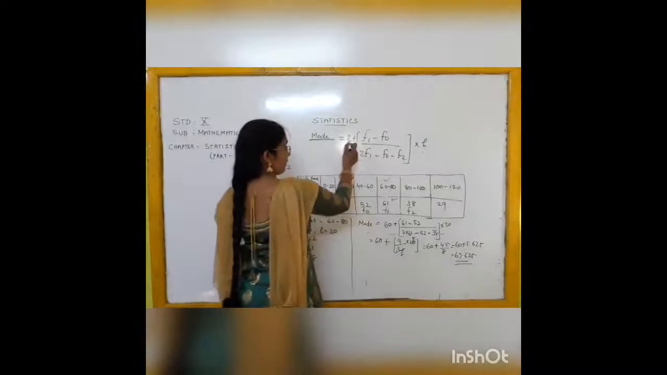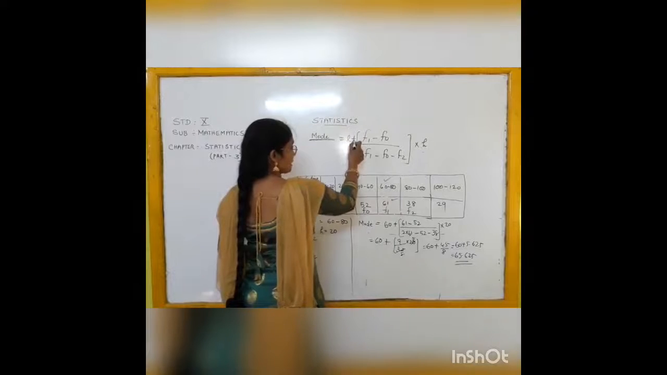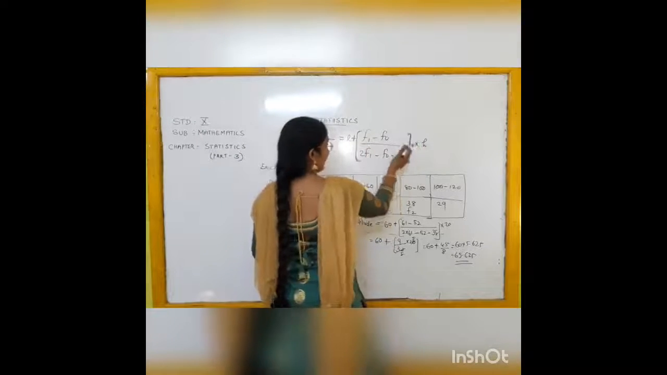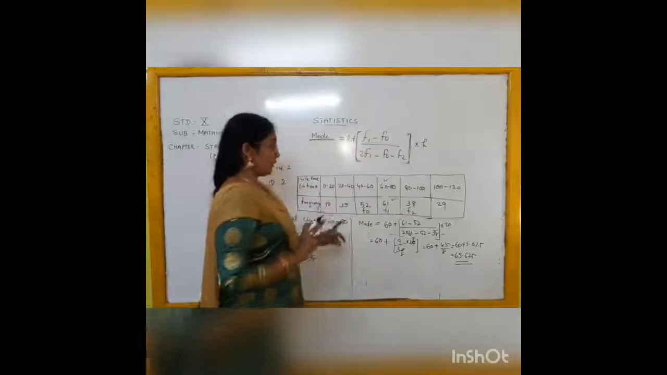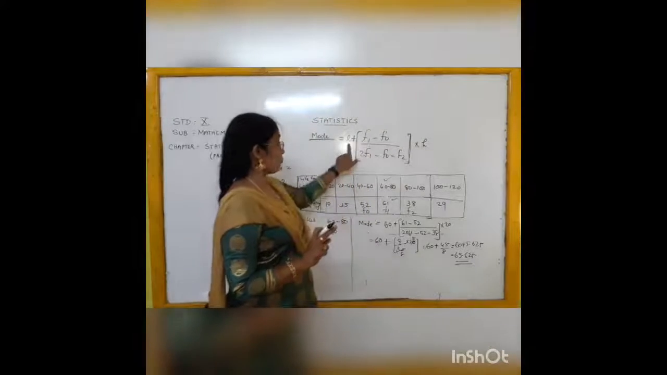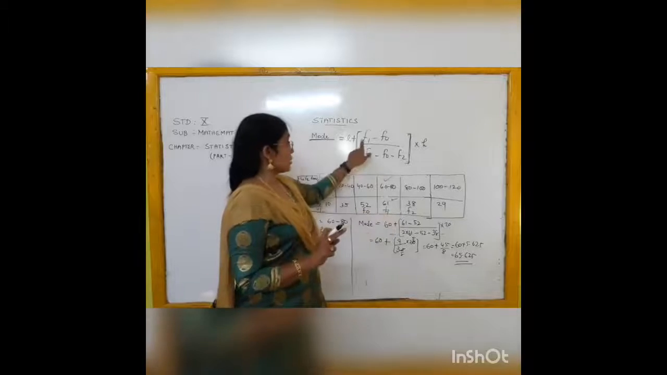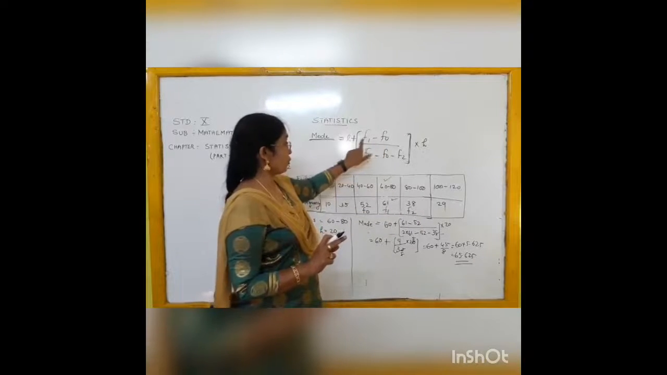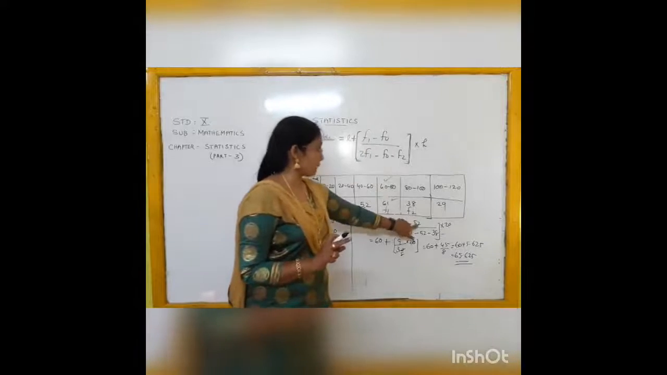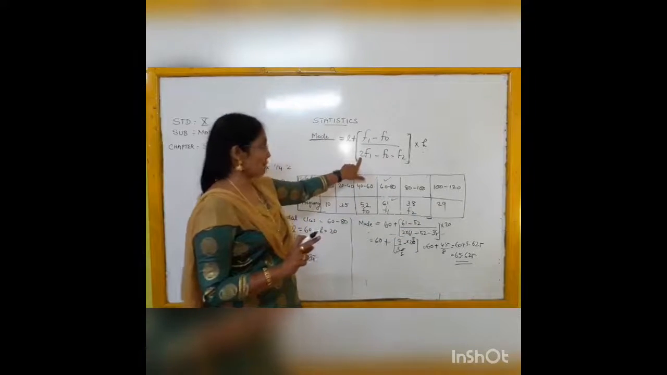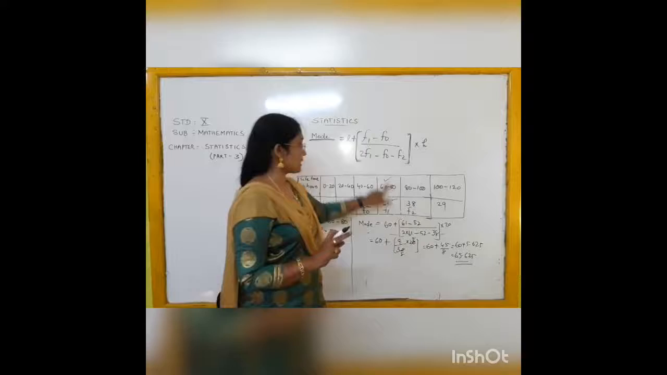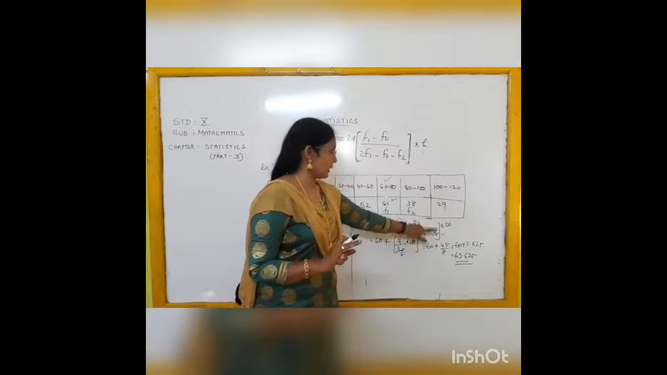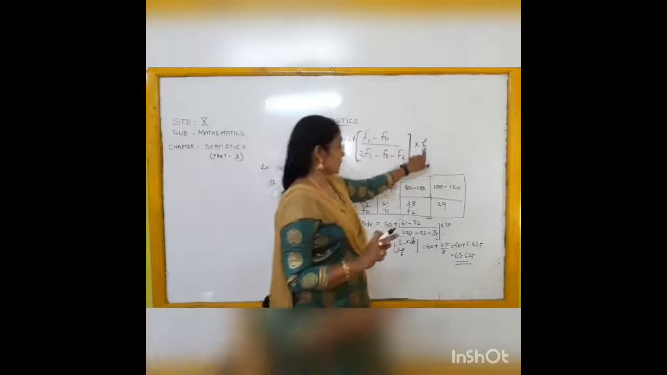Mode is equal to 60 plus. I already mentioned that this plus sign you have to do afterwards only. First you have to complete this much, and only after that add it with the L. That's an important thing, always remember. 60 plus, F1 is 61, F0 is 52, so 61 minus 52 is written in the numerator, and the denominator is 2F1 minus F0 minus F2, that is 2 into 61, minus 52, minus 38, into the class size. What is the class size?